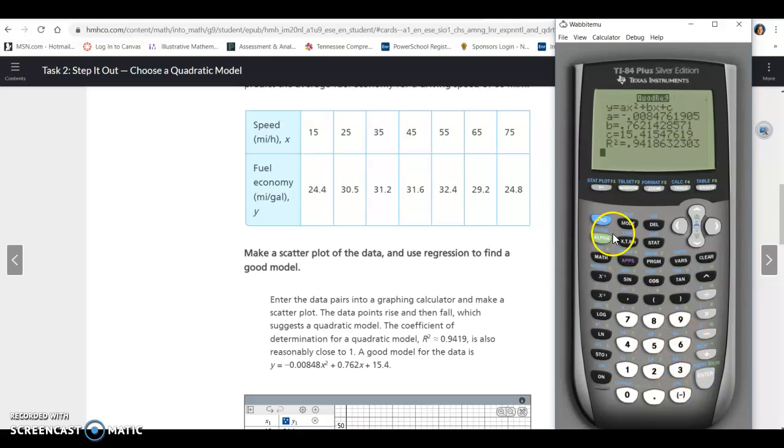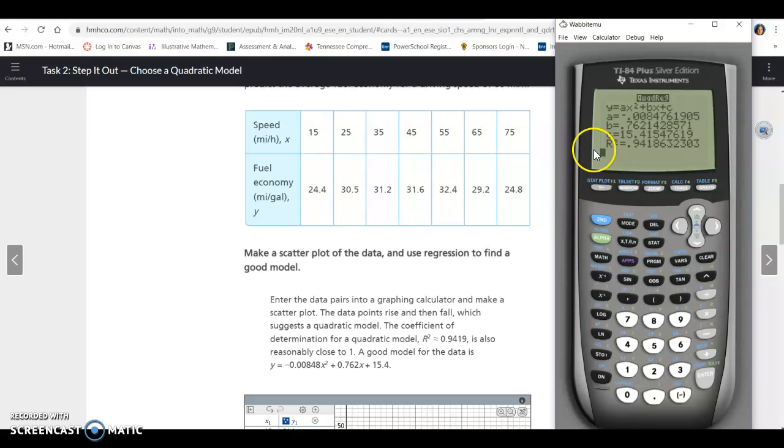And my calculator will now write an equation. You can see the r squared here, 0.9419, 0.94186, because 6 is greater than 5, this rounds up to a 9. So this is this function right here.